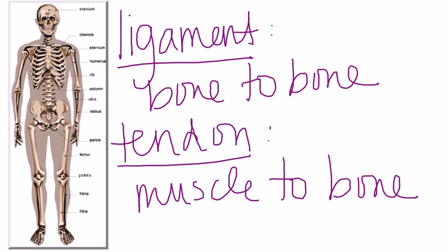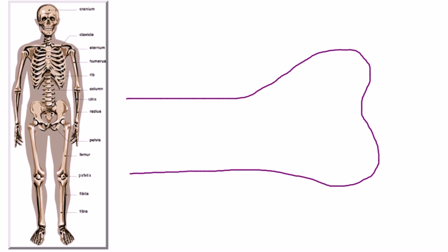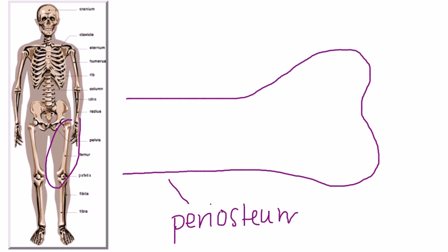Last but not least, and I did not want to take too long with this, I wanted to go over, if you were to actually look at a bone closely, what would you find? I'm going to do my very best to draw a bone here. We're going to pretend that this is a femur. On the very outside of the bone, you will see something called the periosteum. The periosteum is a membrane that covers the outside of the bone. It has the nerves and blood vessels that are there to nourish the bone.